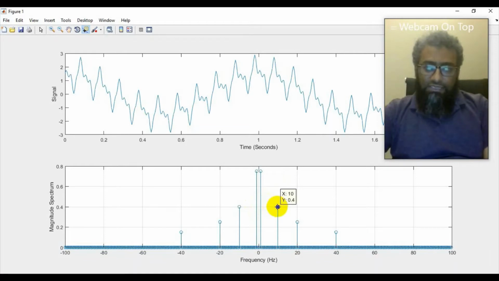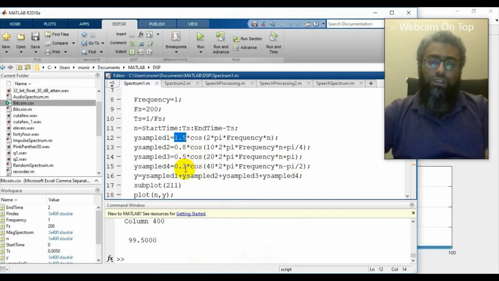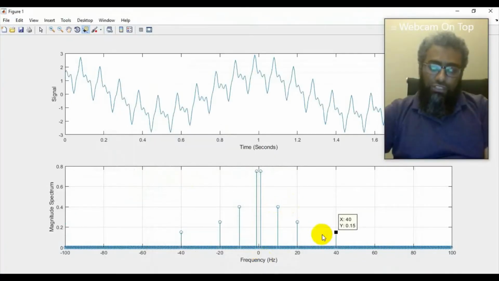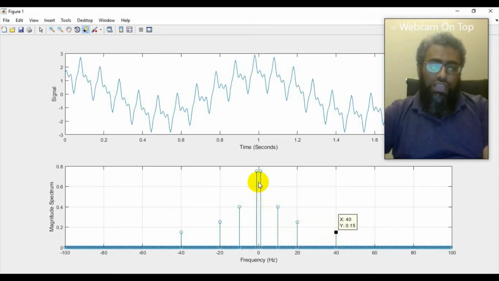Then the second is at 10, then 20, and then 40. And each time we can see here the magnitude is 0.4, 0.25, and 0.15, while here it is 0.8, 0.5, 0.3. That is, the magnitude is halved because half of the magnitude is shown on the positive side and half on the negative side. So the signal was composed of four cos waves. All the cos waves we can see here. So the magnitude spectrum is telling us that the signal is composed of four cosine waves.